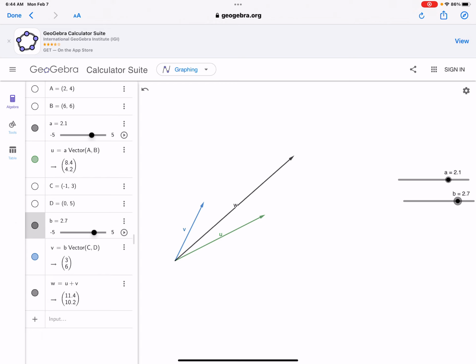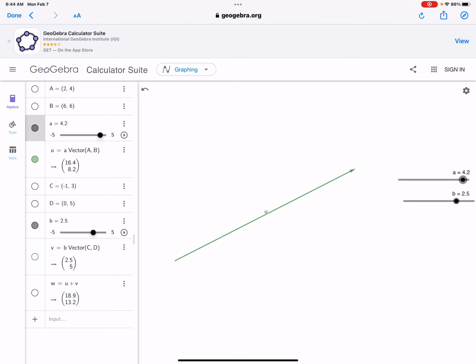Now, slider b changes vector v. So when I move the slider, you notice that vector v will change, and obviously the sum of the two vectors will change. I'm going to make the sum of two vectors invisible for a moment, because I want us to see how each vector works. And I will also make vector v invisible. So let's move the slider of vector u. So here is vector u getting longer.